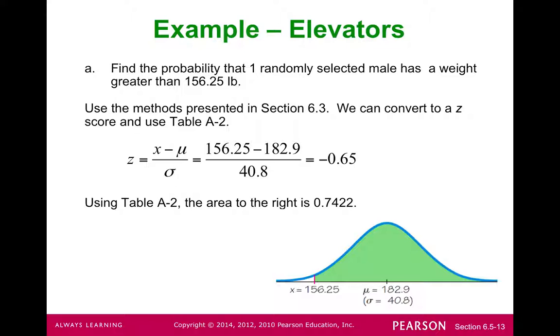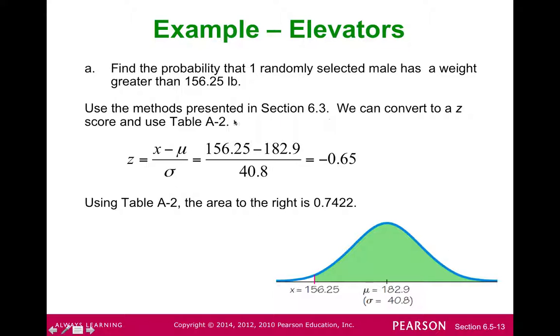Here we have a normal distribution, but we don't have a standard normal distribution. And so we're going to use our z-score conversion formula, just like we did in section 6.3, to find a z that we can then use in consulting our z-score table to find that percentage, that probability that one randomly selected male has a weight greater than 156.25 pounds.